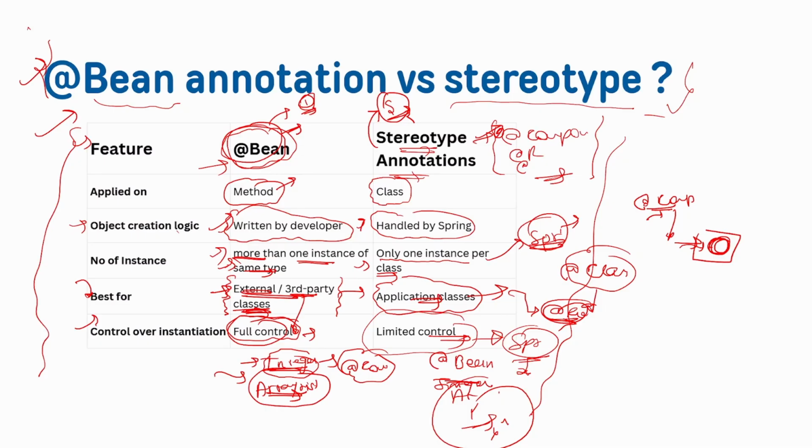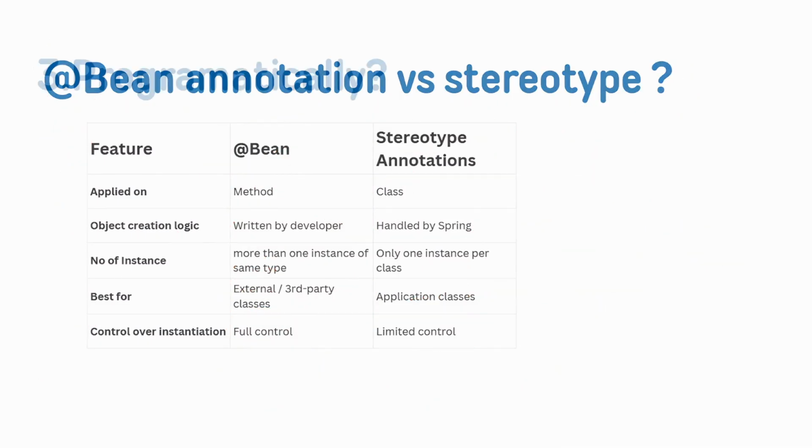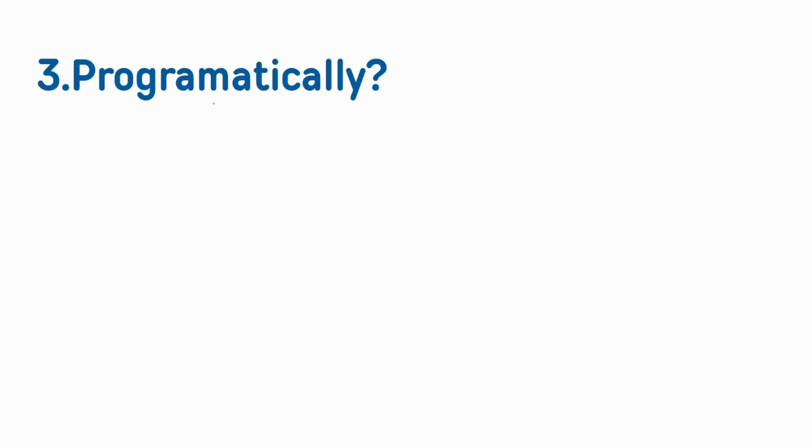Now let's go to the third way of adding a bean to our context, that is programmatically. Let's see how we can add the bean to our project programmatically. First, let's see why there is a need for doing it programmatically.